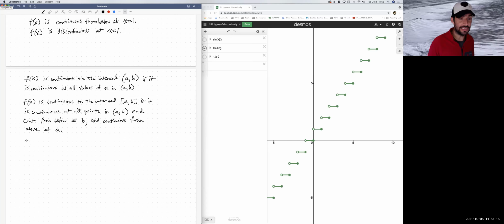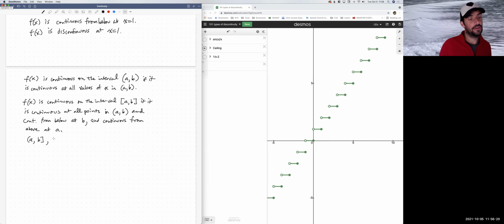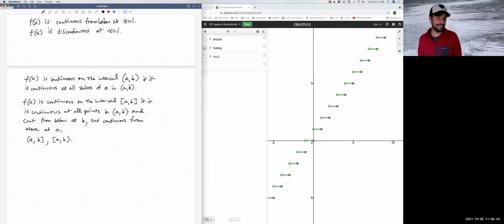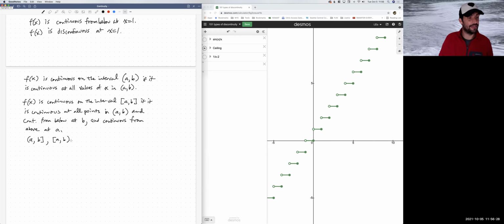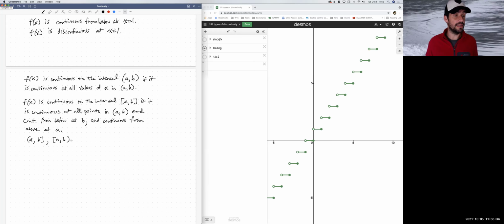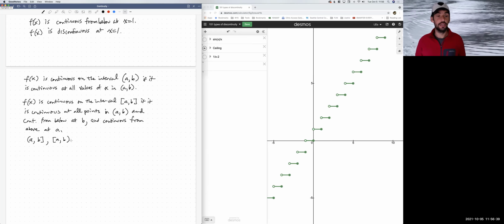We can also do similar, right, if we have intervals like this or like this, where we would mean it's continuous. If we said it's continuous in one of these intervals, it's continuous at all the points on the interior, all the points in the open interval (a, b), but it's continuous, say in that first example, from below at b, or it's continuous from above at a in the second example, right?